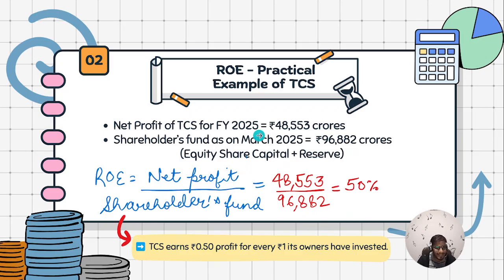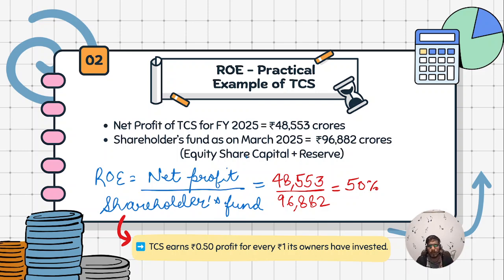Now let's have a practical example. In this example, if you see, I have taken the real net profit of TCS, Tata Consultancy Services, for FY 2025. That stands at around 48,553 crores. If you wanted to check, you can check. It's available in the open forum. This information is readily available.